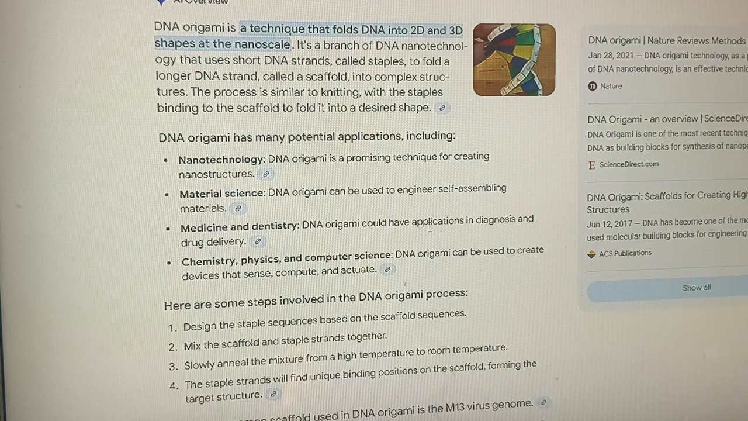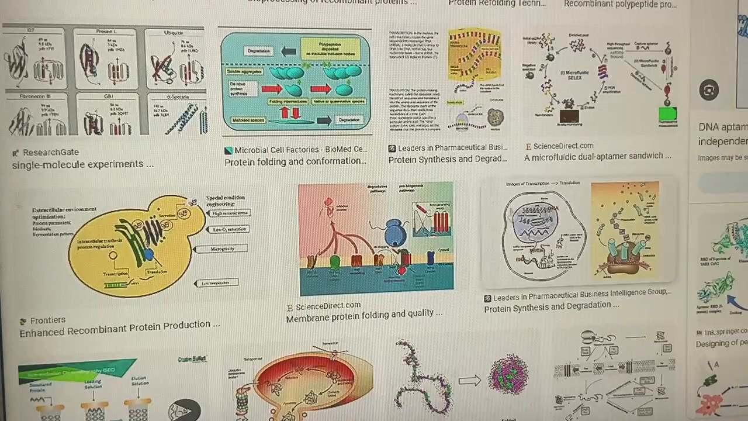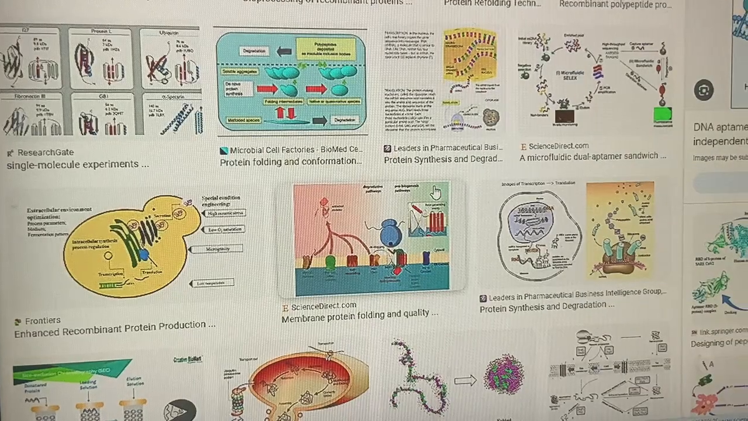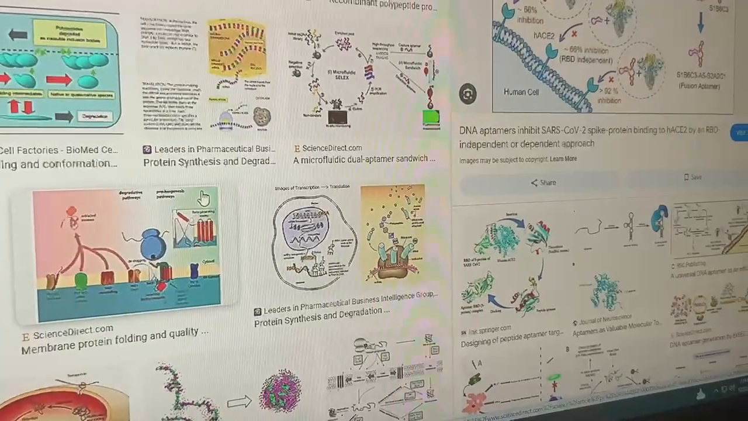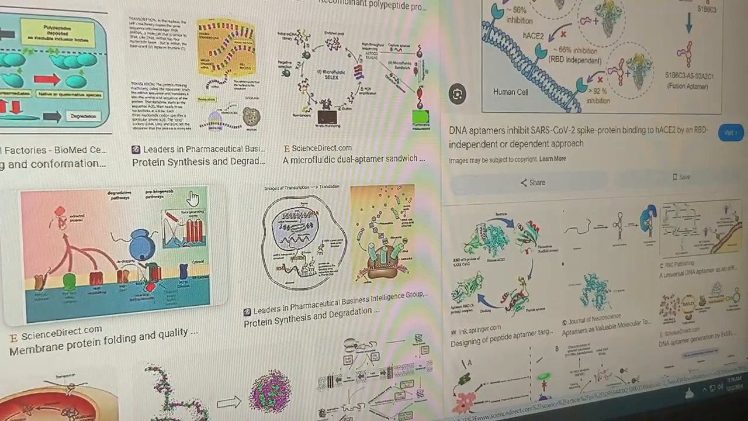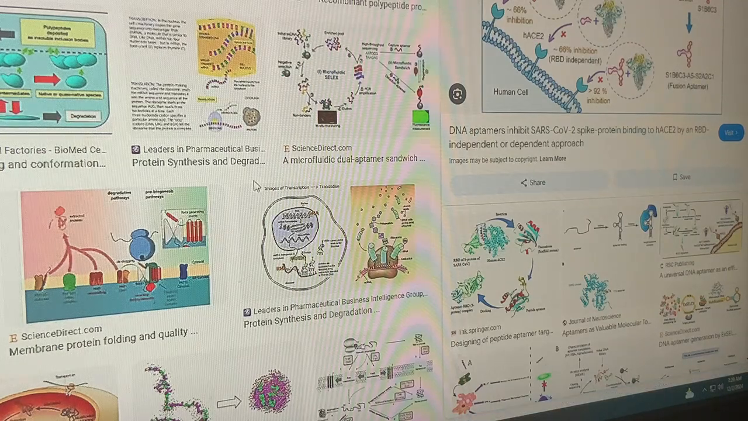Medicine and dentistry, material science, nanotechnology, chemistry, physics, and computer science. DNA origami can be used to create devices that sense, compute, and actuate. That last one there is where it makes the physical change. That's why you have so many images, and we here on the channel have so much software with your Lego bricks and your bio bricks, all the different types of open source software that they use with things like the Department of Energy's GOLD system to log in and out of omics.